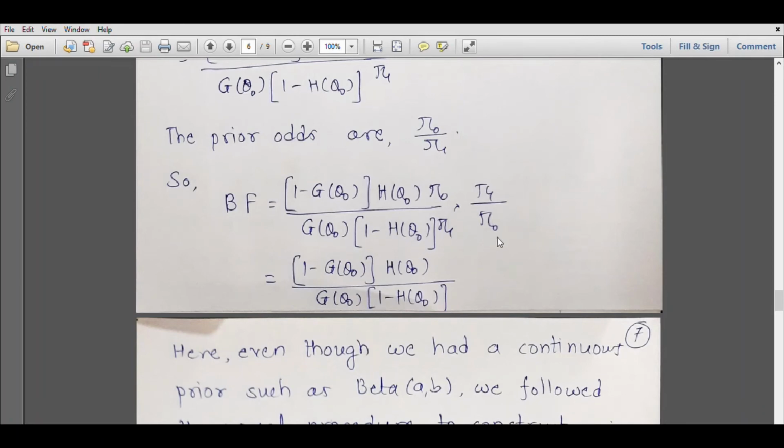In fact, it is interesting to notice that this Bayes factor does not depend on the probabilities assigned to the hypotheses a priori. That is, before getting the data, whatever probability we attach to the hypotheses, the probabilities don't play any role finally in taking the decision regarding the hypothesis. So this is an important fact which you must notice.